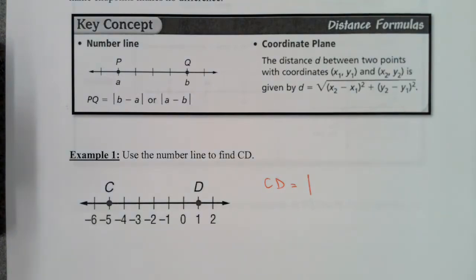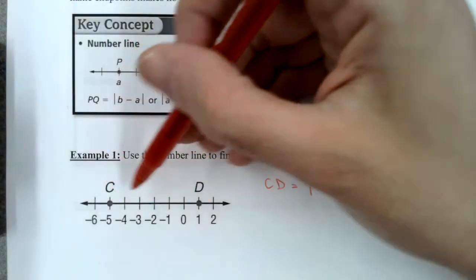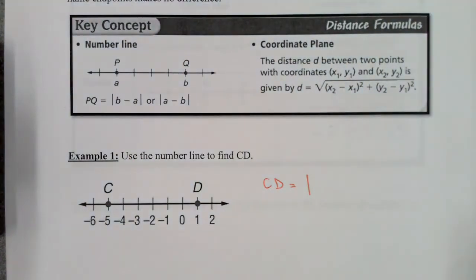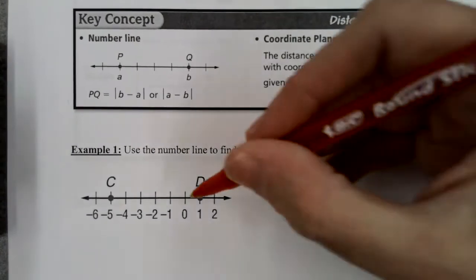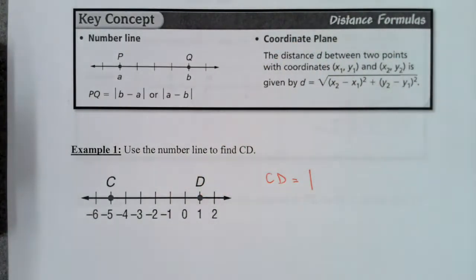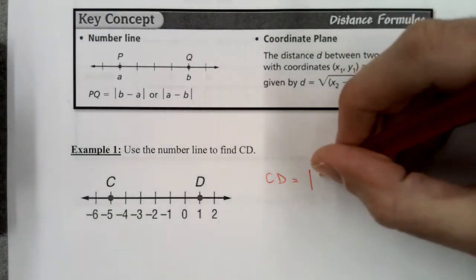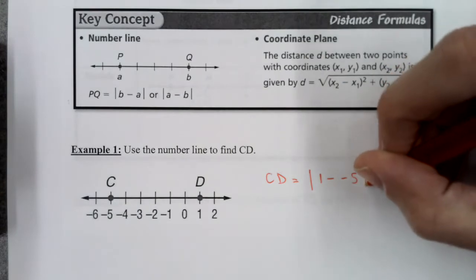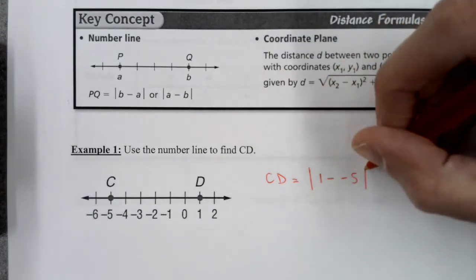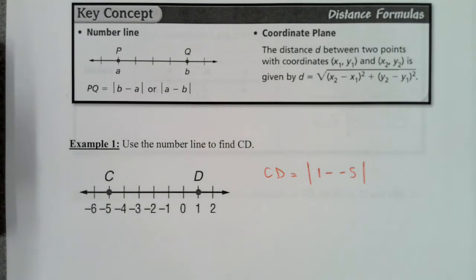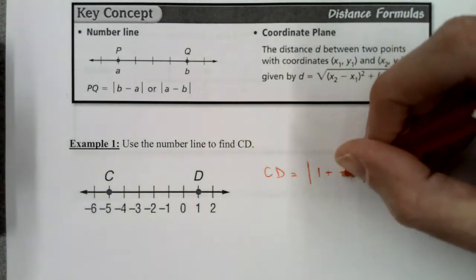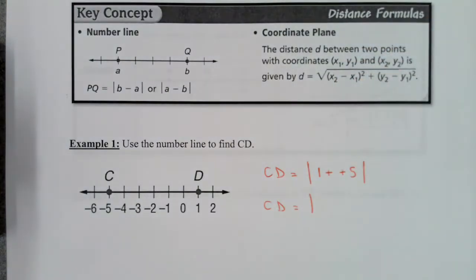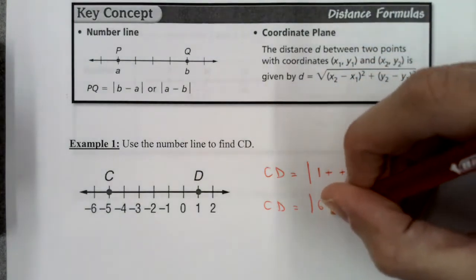Now, it does not matter which one you start with, because the distance from C to D is the same as the distance from D to C. I'll start with D. So I'm going to say CD equals, and I'm going to do 1 minus negative 5, in the absolute value symbols. Minus a negative is plus a positive. So CD equals the absolute value of 1 plus 5, which is the absolute value of 6.